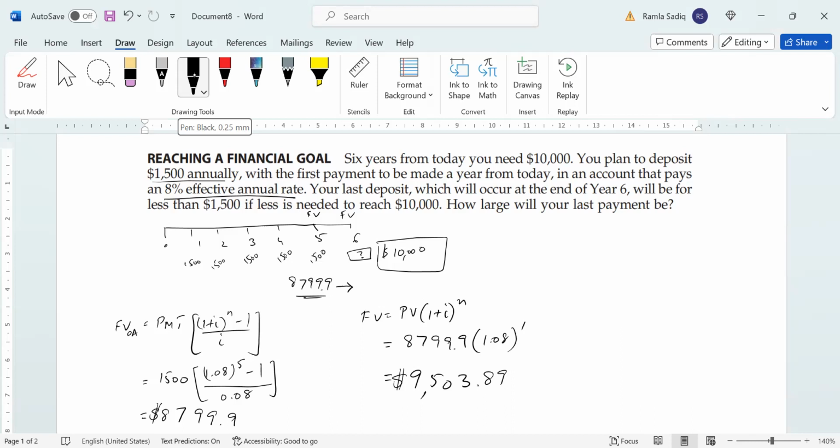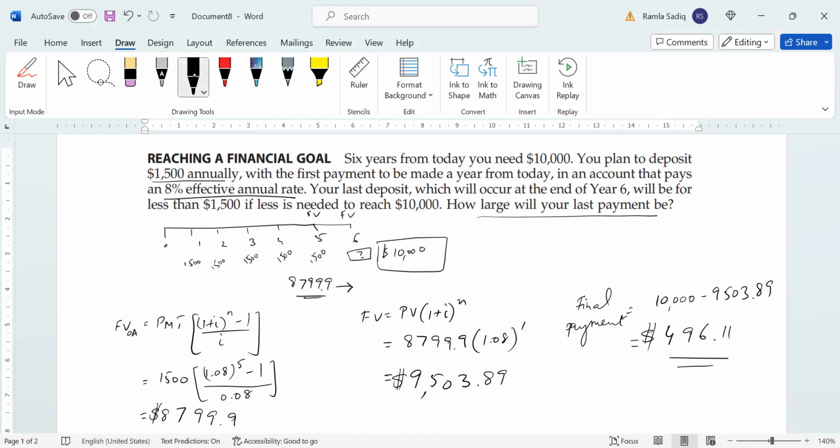So when you need to determine how much you need to deposit at the end of the 6th year to reach your goal of $10,000, the final payment is going to be equal to your goal, that's $10,000, minus what you've already accumulated of 9,503.89. And the difference between these two is 496.11. And so that is the amount of money that you're going to deposit as your last payment.